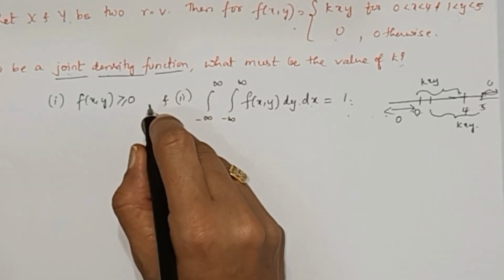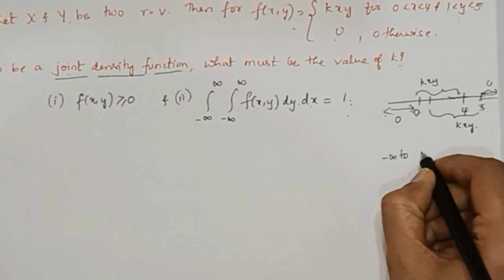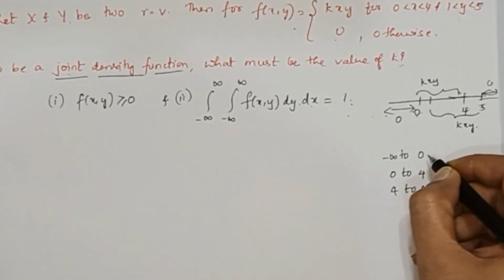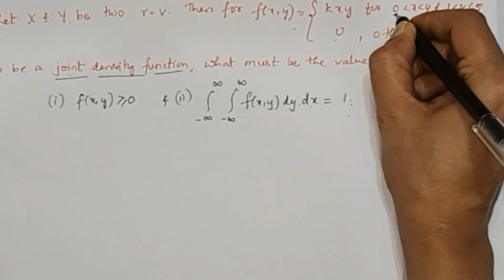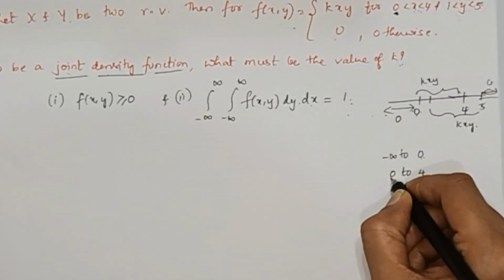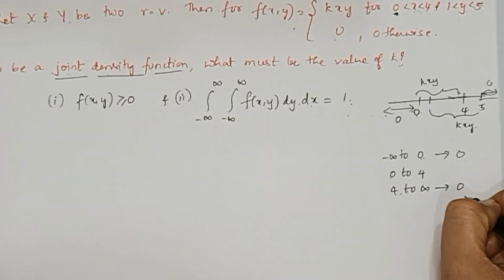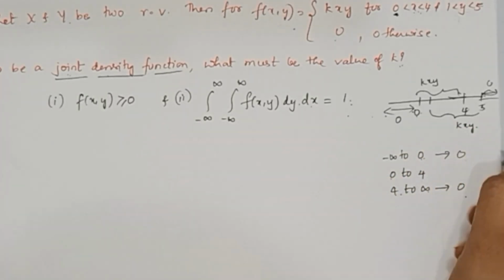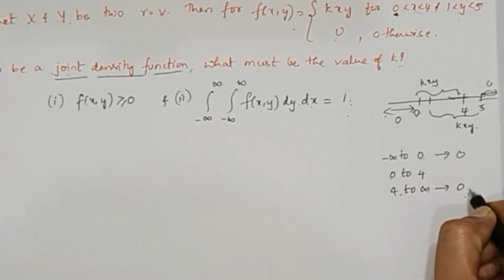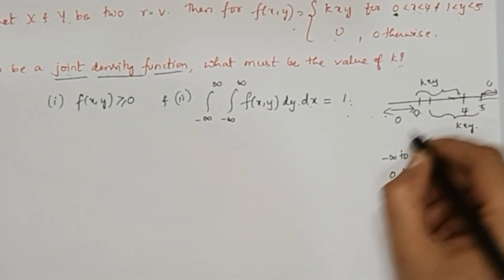First let us get the limits for this integral. X limits are minus infinity to 0, then 0 to 4, then 4 to infinity. Why have I written up to 0? Because for the condition on x, the lower limit is 0, then 0 to 4, then 4 to infinity. In these two cases the function value is 0. So anything into 0 becomes 0. So whatever may be the other values we don't consider, we'll just write 0. Only for 0 to 4 the function is kxy. Similarly, this is for x.